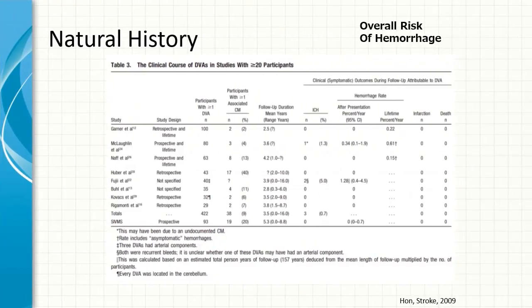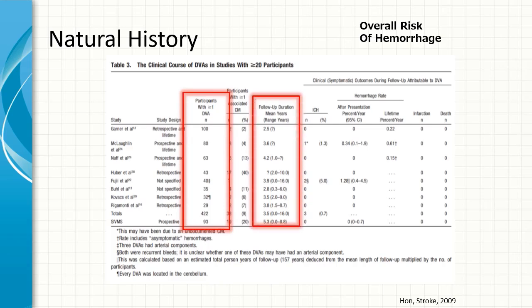So what happens to patients with developmental venous anomalies over time? This chart is from an article in Stroke from 2009. Authors collected natural history studies of patients with developmental venous anomalies if the study included more than 20 participants. I'll draw to your attention that most of the studies included small numbers and short duration of follow-up. What were the results? The hemorrhage rate was anywhere from 0 to 1.28% per year. I highlighted the only population-based study which reported a 0% risk of hemorrhage.